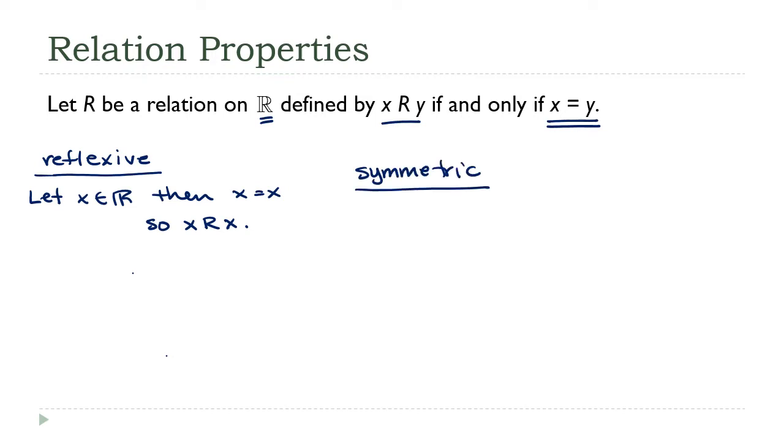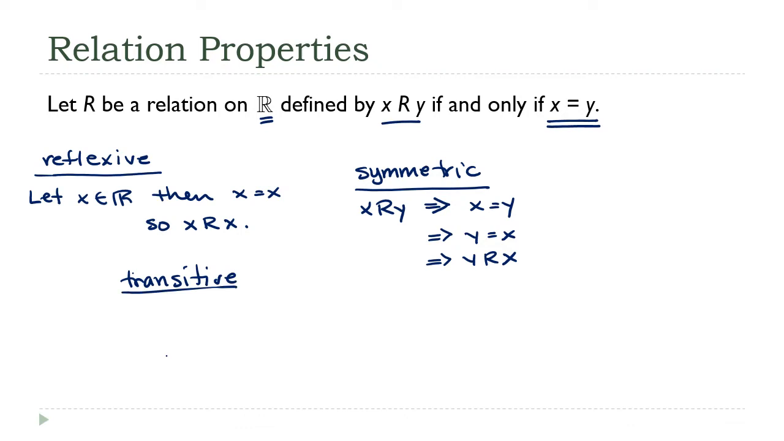Is this symmetric? Well, if x is related to y, then what do we know? Then the definition here of our relation says x is equal to y. But because equality itself is symmetric, this means y is equal to x, and that means that y is related to x. All right, well, good. That's two of the three. How about the third one?